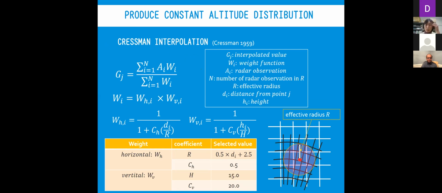To produce the constant altitude distribution of radar reflectivity from PPI images of various elevation angles, we used a conventional method called Cressman interpolation. This method uses the radar data within an effective radius and obtains grid data from the sum of the weighted average by the distance. The table shows the values selected for the weight coefficient in this analysis.